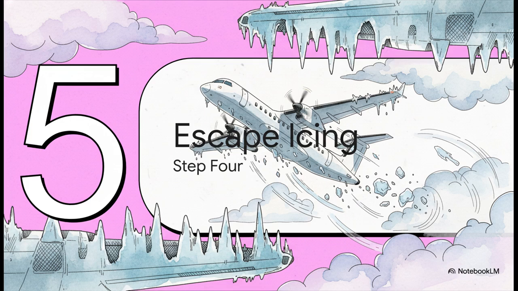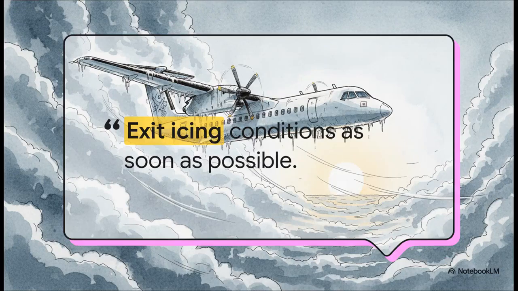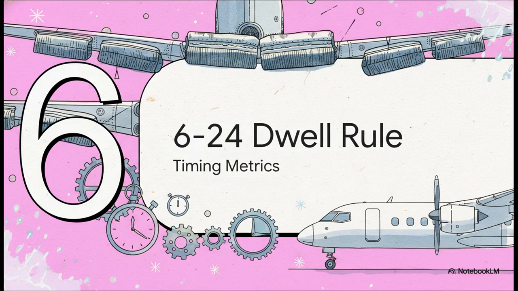Next up, Section 5. Step 4. Escape icing conditions. Exit icing conditions as soon as possible. We really need to treat this exact phrase from the source text with the extreme gravity it deserves. I mean, this is the ultimate mandate of this entire checklist. Think about it. You've monitored the lights, you've switched the mode to manual, you're cycling the selector as required to keep the airframe clean. But your overarching goal, the permanent fix to this whole emergency, is to fly the aircraft out of those icing conditions immediately. Just escape.